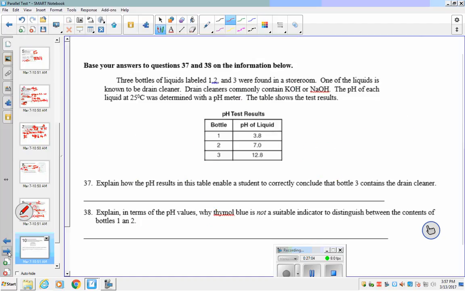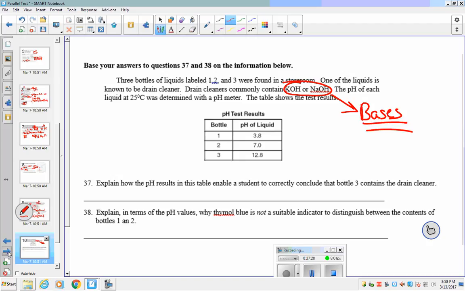Three bottles of liquid are labeled 1, 2, 3 and found in a storeroom. One of the liquids is known to be drain cleaner. Drain cleaners commonly contain KOH or NaOH. The pH of the liquids at 25 degrees Celsius was determined with a pH meter, and the results are shown below. This is important. KOH and NaOH are bases.